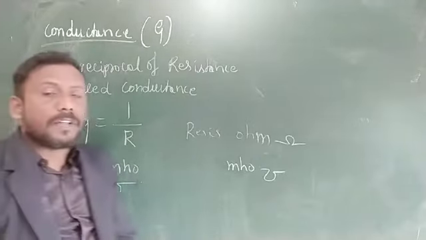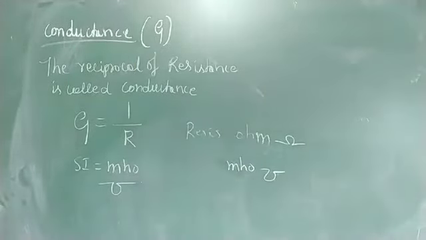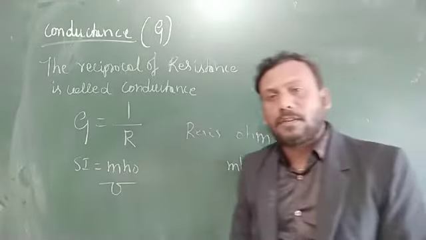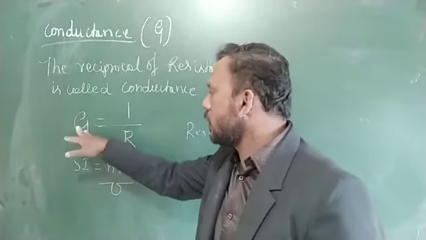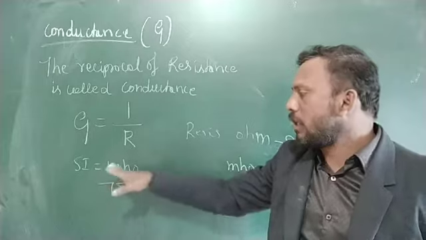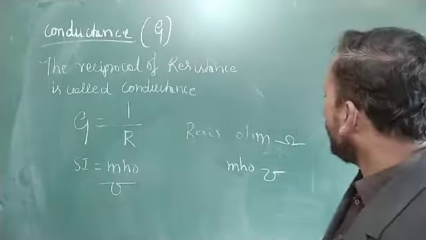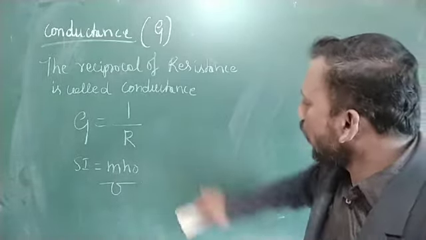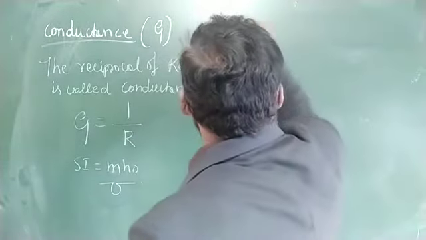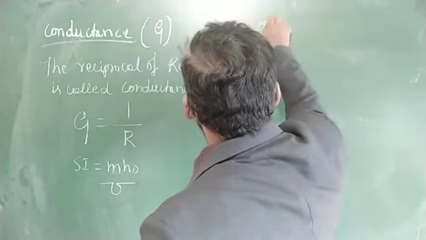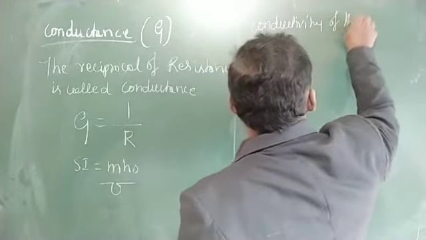We know that the resistivity of the conductor is defined as the amount of resistance offered by the conductor for unit length and unit area of cross section. Conductance is the reciprocal of resistance, G is equal to 1 divided by R, and the SI unit is mho. And the conductivity of the conductor is the reciprocal of resistivity.